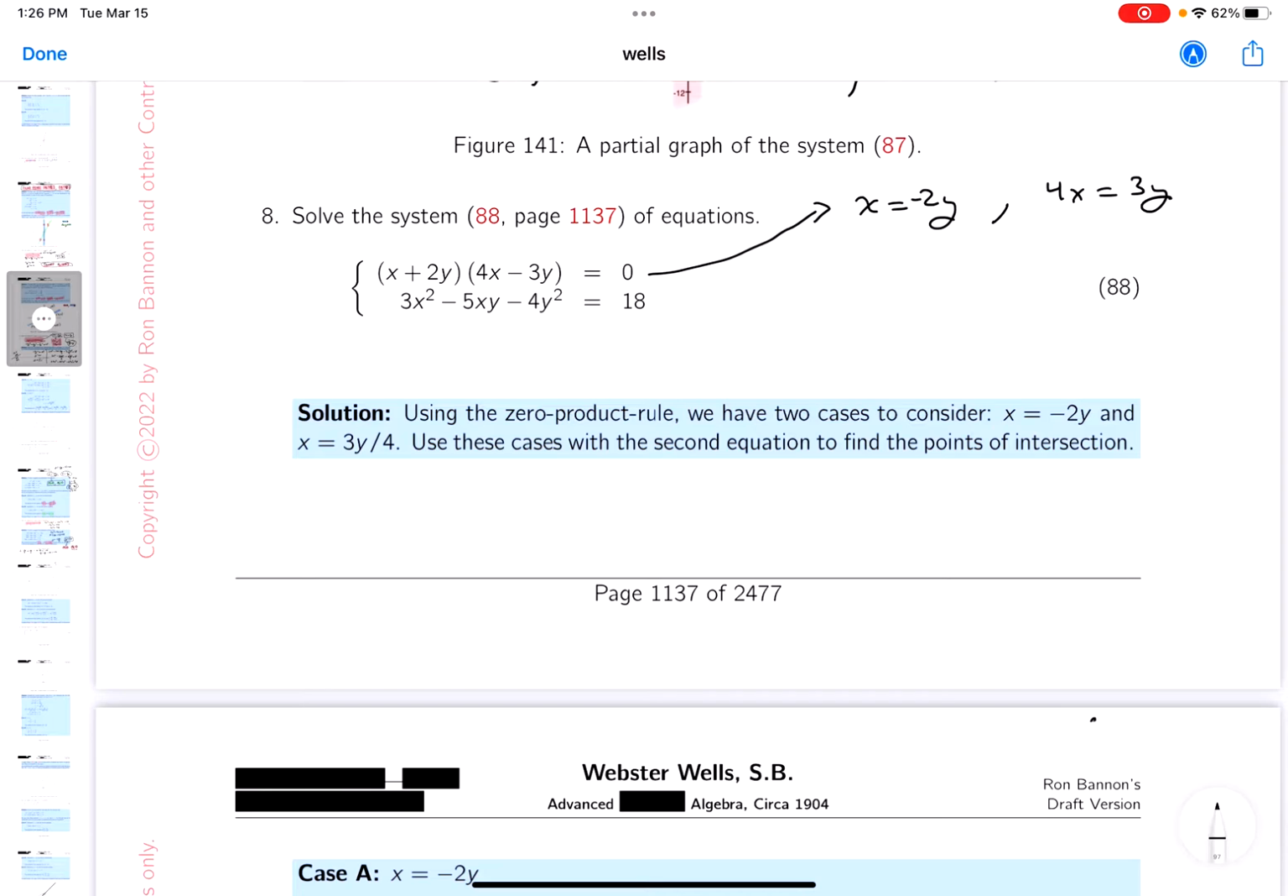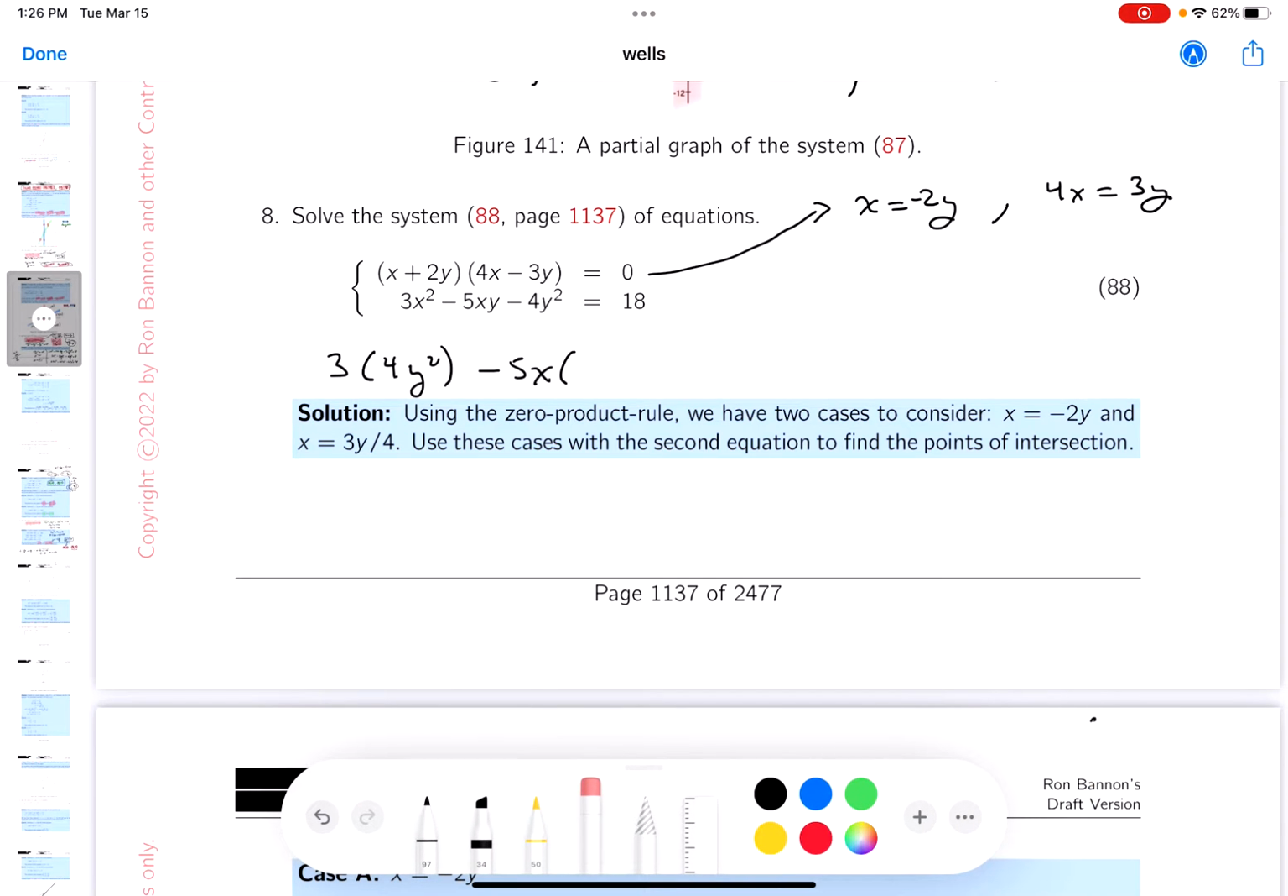I'm going to plug it into the second equation. And what do you get there? Let's take a look. Let's see, x is equal to minus 2y. So what do you get? You get 3. When I square the minus 2y, I get 4y squared. Then what do you get over here? You get minus 5x. I'm sorry, not 5x, my mistake. Minus 5 times minus 2y times y. And then you get minus 4y squared is equal to 18.